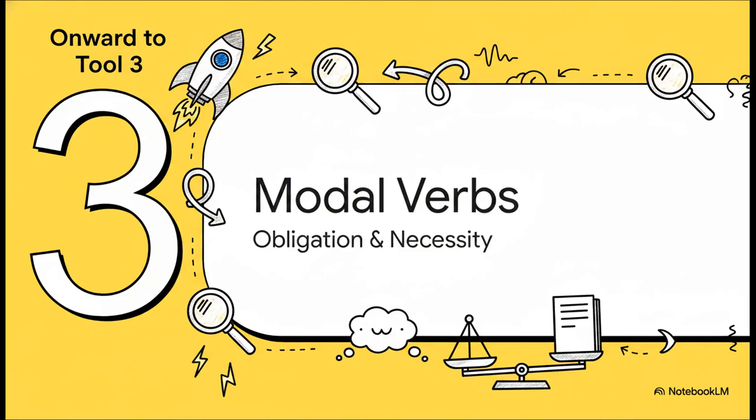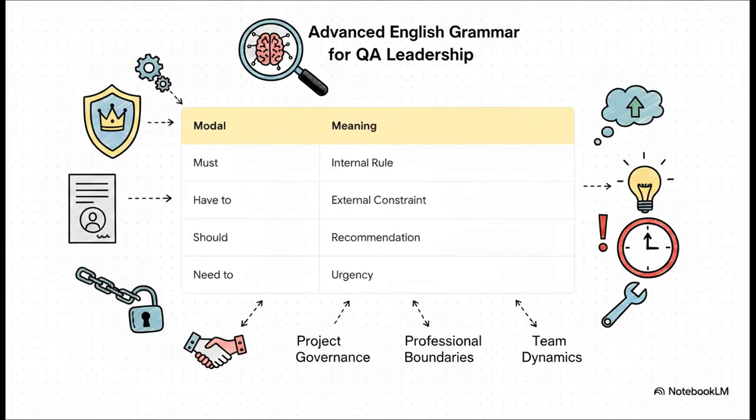Onward to Tool 3, Modal Verbs and Obligation. Modal verbs are these tiny little words that carry massive weight in English. Mixing them up can accidentally turn a polite, friendly recommendation into a strict, non-negotiable company rule that completely alters how you are perceived as a manager.